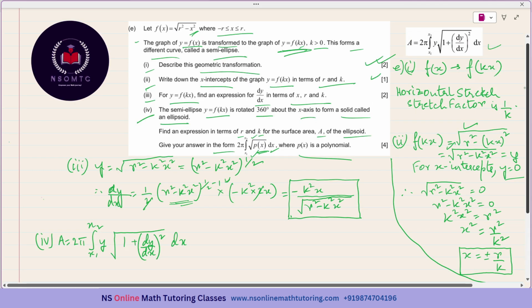Now I have just copied this formula over here. Okay. And I'll be substituting the y's expression. The y's expression is this, or this one. Okay. And I'll be substituting the dy by dx expression as well. Dy by dx is equal to this.